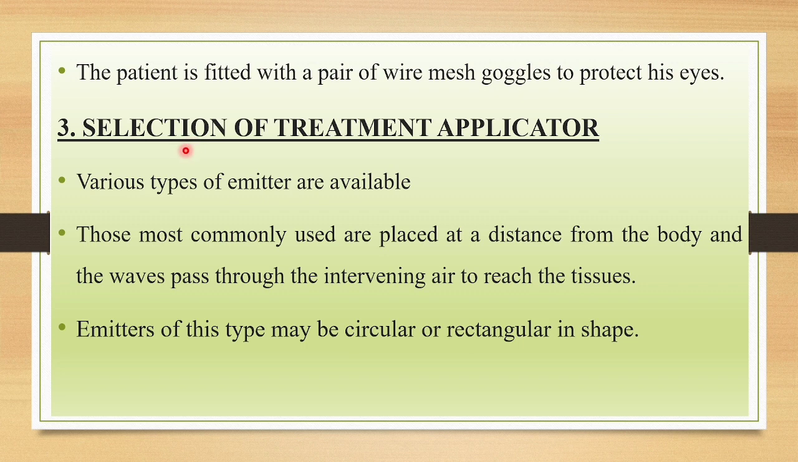The next step is selection of treatment applicator. Various types of emitters are available. Those most commonly used are placed at a distance from the body, and the waves pass through the intervening air to reach the tissues. Emitters of this type may be circular or rectangular in shape. So the next step is selecting the emitter, either circular or rectangular in shape, based on the effect which we need.